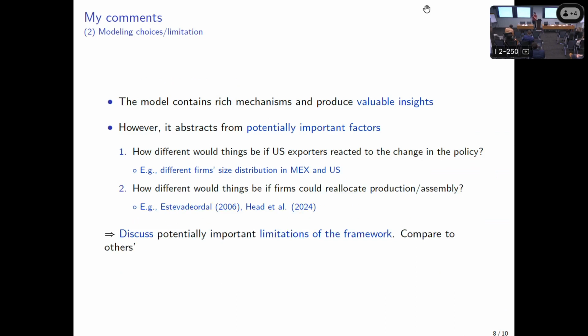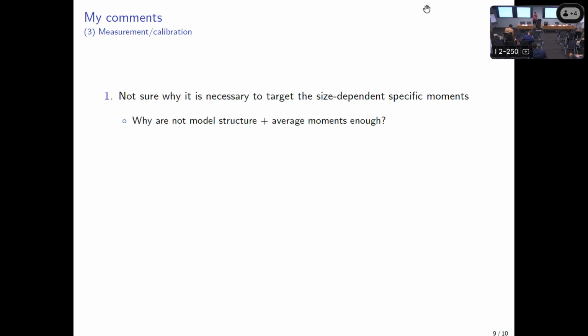Now, there is another thing that was mentioned in the presentation: how different things would be if I allow for reallocation of assembly plants or FDI, right? Firms may want to optimally reallocate their plants and production given rules of origin. 30 seconds. So my recommendation would be to discuss potentially important limitations of the framework and compare to others' frameworks, just to see whether you're missing something you think is relevant, and what you find may relate to what other people have found.